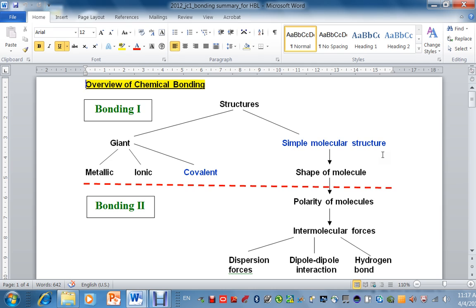For Bonding 1, we're going to stop at shapes of molecule. This is also what you'll be tested up to for the review test. Review test is only up to Bonding 1. Bonding 2 will be dealing with intermolecular forces.